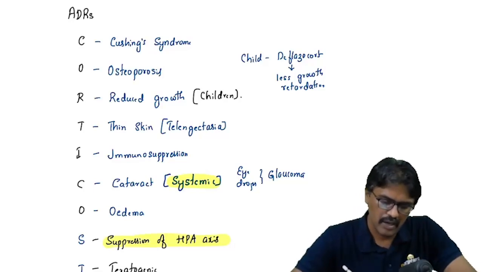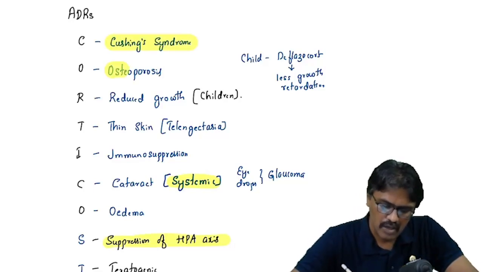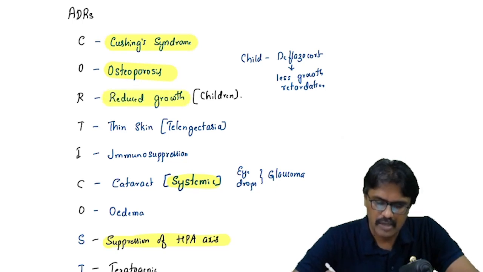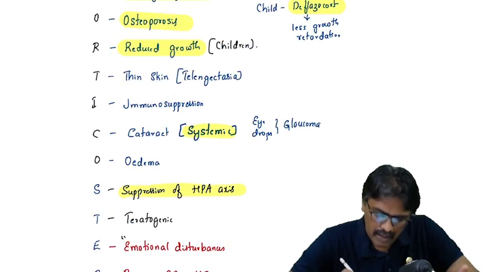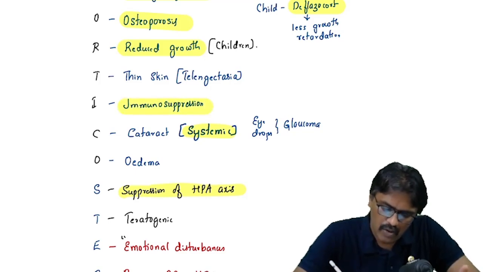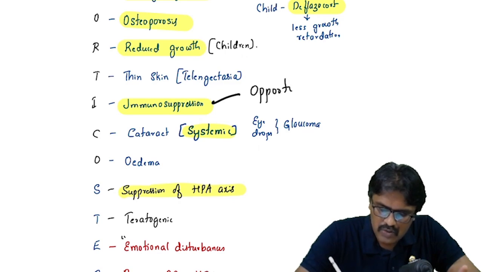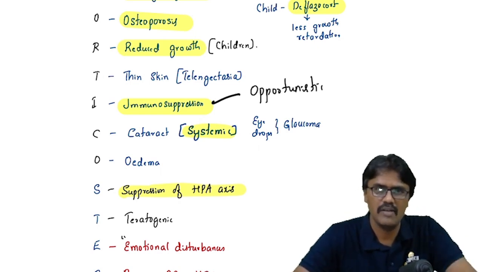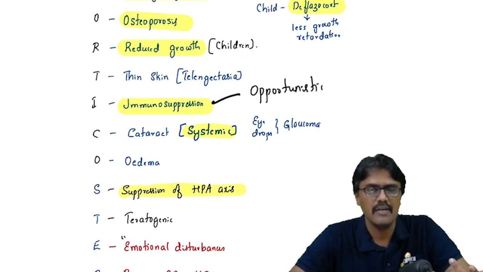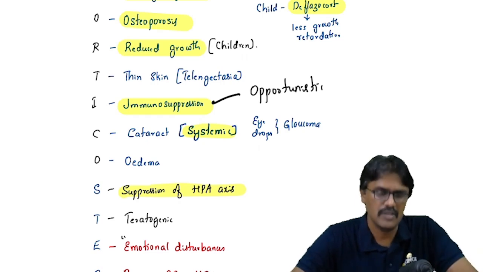Now if you are using steroid for a very long time, they can cause Cushing syndrome, osteoporosis, reduced growth in children. So in that the safer one is deflazacort because it will cause less growth retardation, thin skin will be there, immunosuppression. That is the reason we are getting all the opportunistic infections, such as what you are seeing in the media, black fungus, yellow fungus, and white fungus because of this. Even I have seen the tinea infections getting flared up because of steroid usage.